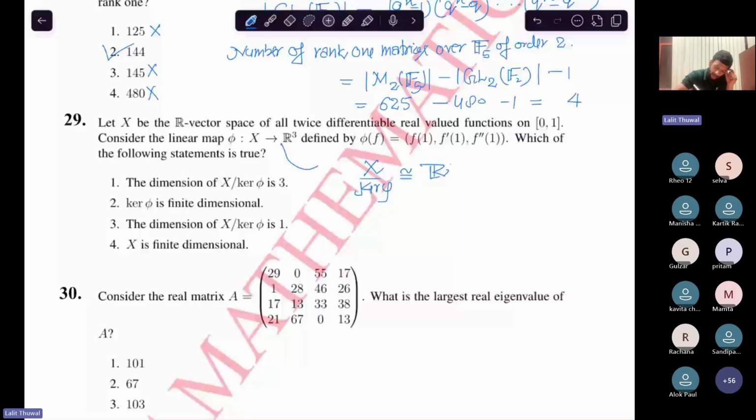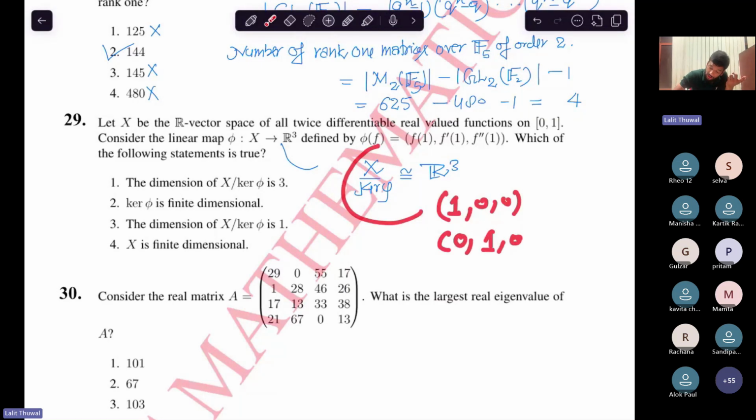Think: can we find an f such that the image of f is 1, 0, 0, and can we find another f such that the image is 0, 1, 0, and can we find a third one such that the image is 0, 0, 1? At first glance, you will think that, yeah, we can do that, right? Okay, so let's try to do that. If this happens, then the first one would be true and all other options are not true.